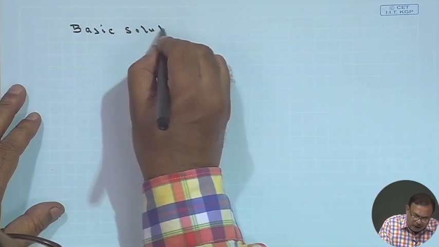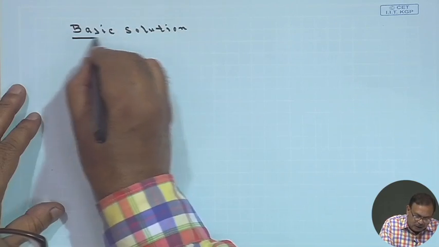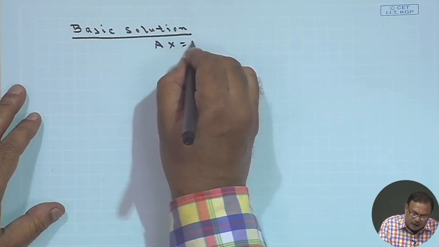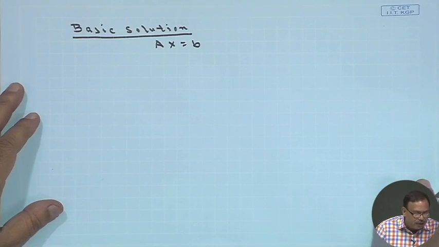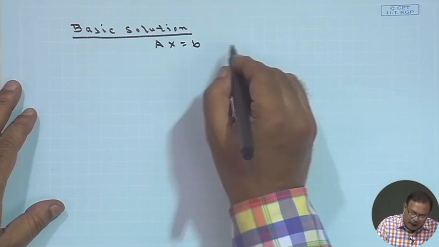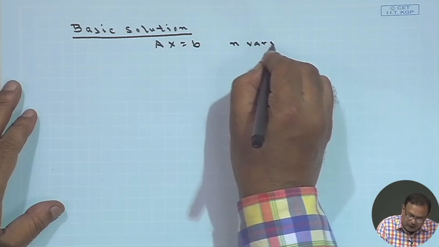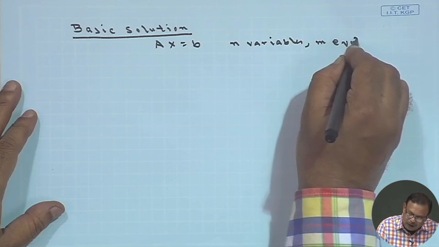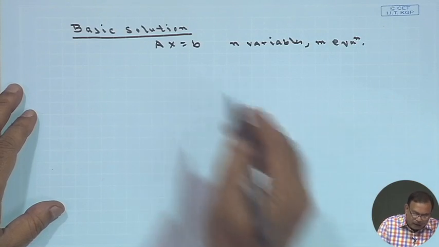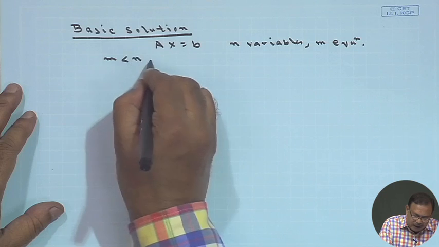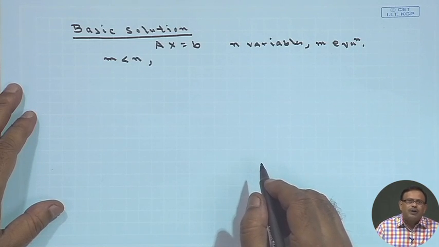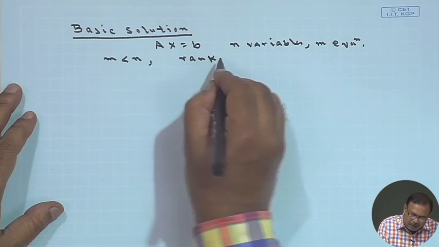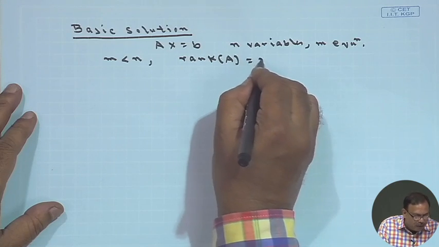Let us come to the basic solution of that system of equations. You have a system of equations Ax equals B with n variables, and you have m equations. We are assuming that m is less than n, that is, the number of equations is less than the number of variables, and the rank of the matrix A is equal to m.